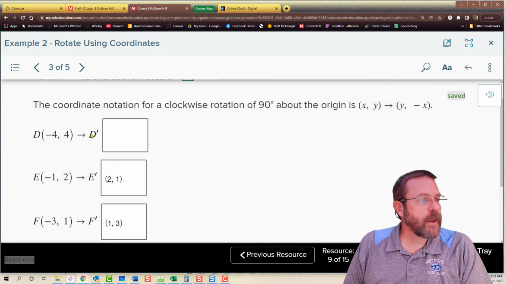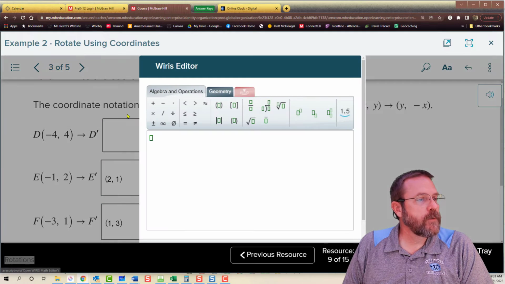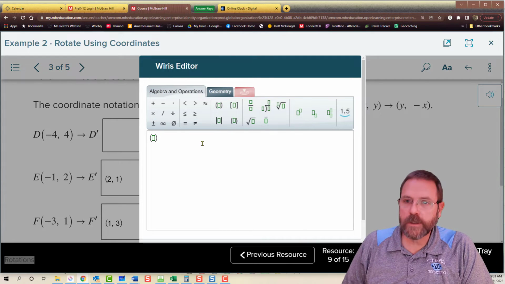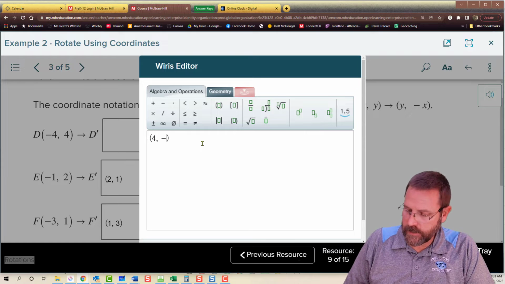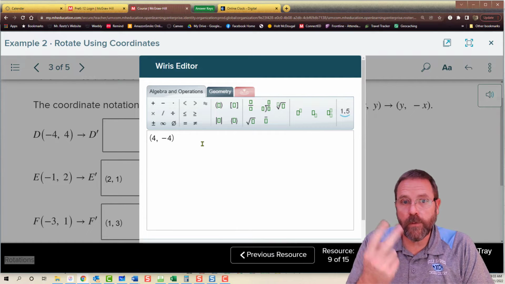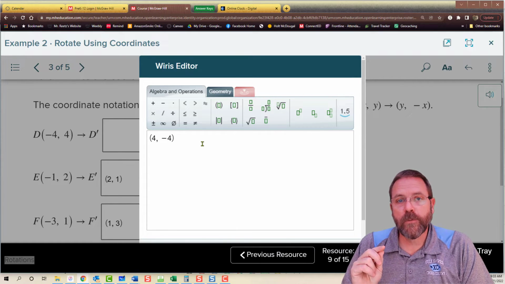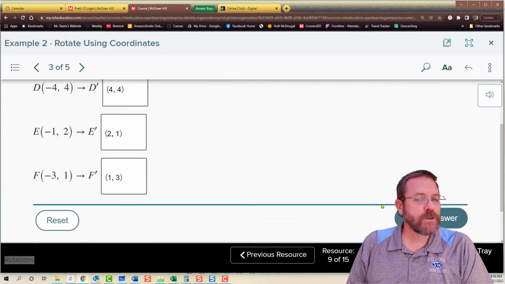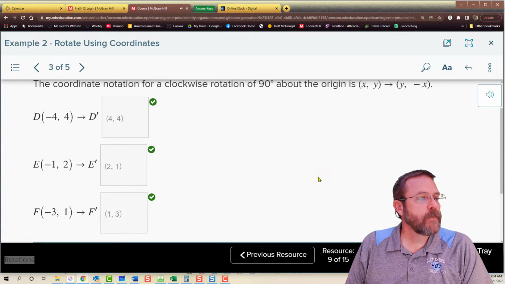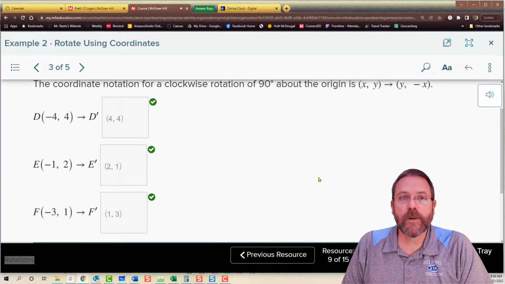Now that we've looked at that with some numbers that are very different, let's take a look at it here. So for point D, it was -4, 4. Now it's going to become 4, -4. We flip the order of them, and then the term that was your x term becomes its opposite. That's going to make it a +4. We're going to check that. We're going to hit accept, and everything works perfectly.